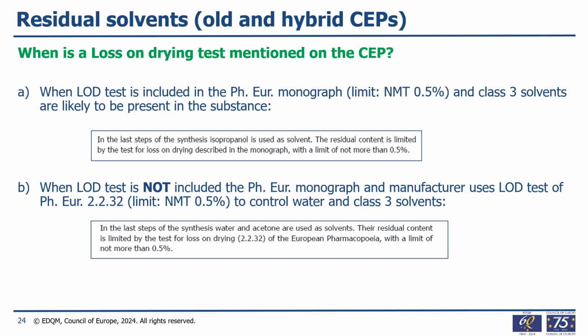Or, for example, if the loss on drying test is not included in the individual monograph, but the manufacturer decides to use the general test for loss on drying 2.2.32 to control water and related substances, the following statement is mentioned on the CEP: in the last steps of synthesis, water and acetone are used as solvents. Their residual content is limited by the test for loss on drying 2.2.32 of the European Pharmacopoeia with a limit of not more than 0.5%.